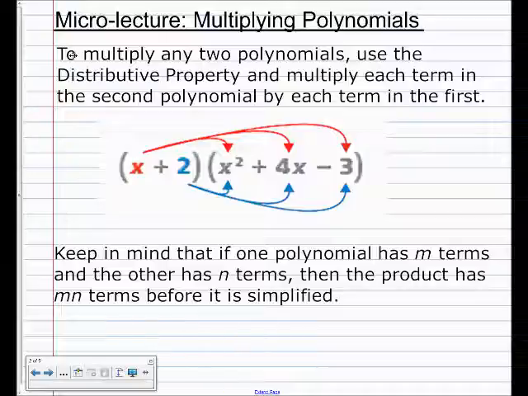One mental check that can help you if you're struggling with this: count the number of terms in the first polynomial, count the number of terms in the second, and when you multiply those numbers, that should be the number of terms you have before you simplify. Okay? So that's a mental check before you start simplifying to get your final solution. Count to make sure you have all of the terms you need.